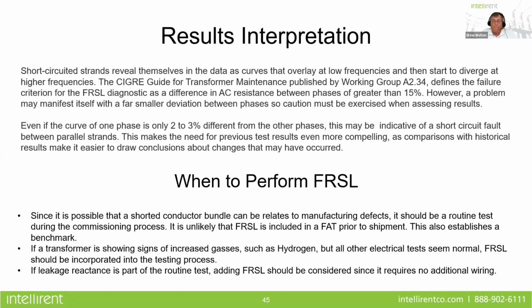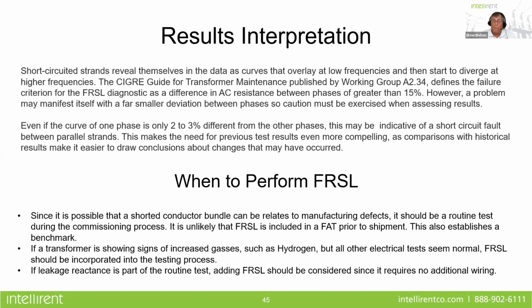So this was a part of CIGRE's Guide for Transformer Maintenance, and this was working group A2.34, and it defines the failure criterion for frequency responsive stray losses, where if the difference in AC resistance between the phases is greater than 15%, you've got a serious problem. However, a problem can actually manifest itself as time goes on between phases. So even if you have a 2 to 3% difference, especially on a brand new transformer, this is something you need to talk to your transformer manufacturer about.